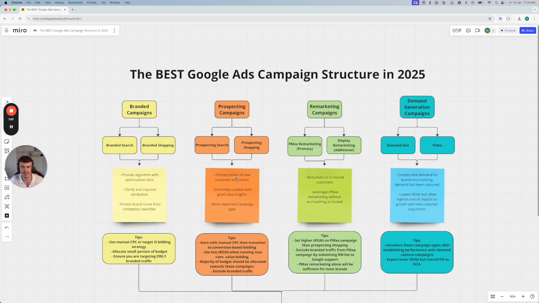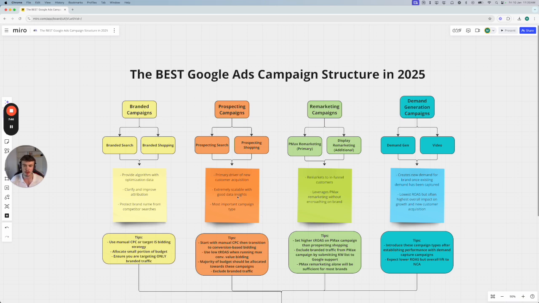What are these campaigns? They are the primary driver of new customer acquisition. So this is how you're going to be getting your new customers and where the majority of your budget will be going in Google, because you want to be spending the most on new customers, right? These are extremely scalable campaign types with really high quality data insights in comparison to something like your PMAX campaigns.